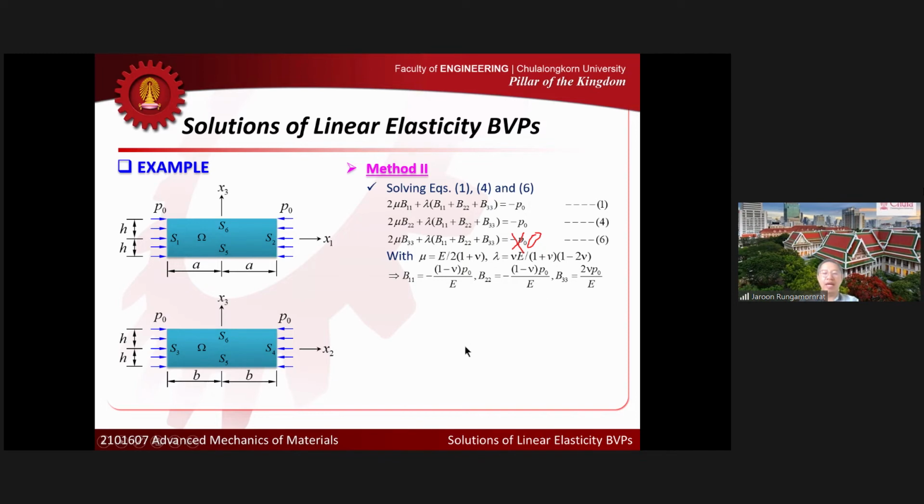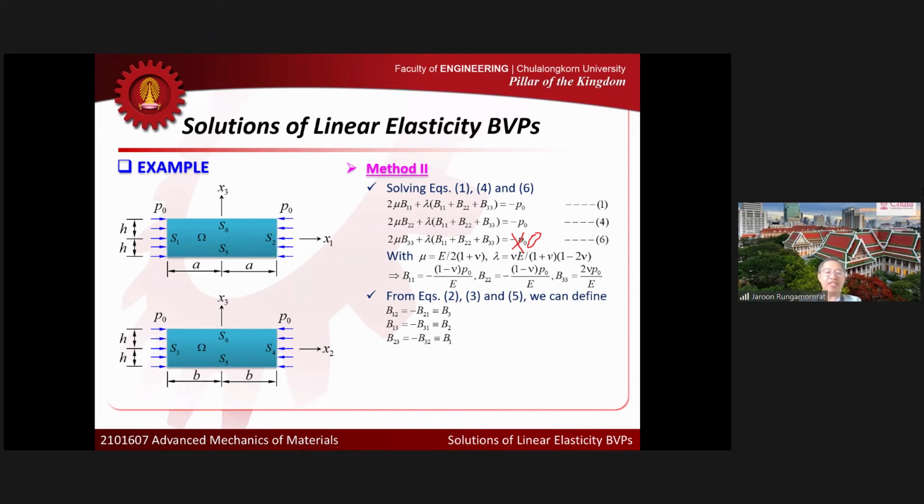How about the other three equations that we have before, equations 2, 3, and 5? We cannot solve them to get the value of the constants. For example, B12 and B21 are related by a single equation, equation 2. And B13 and B31, B23 and B32, we face the same situation. We cannot solve them because we have only one equation relating the two constants.